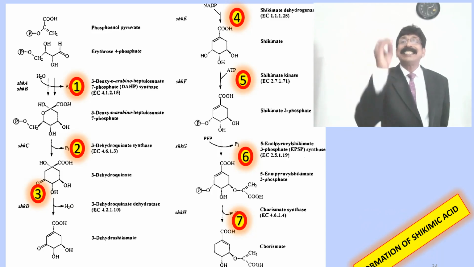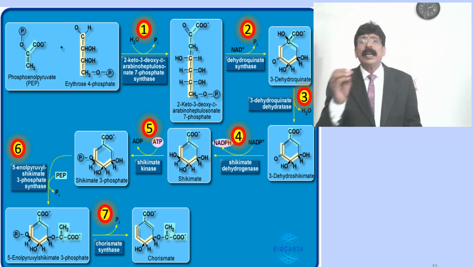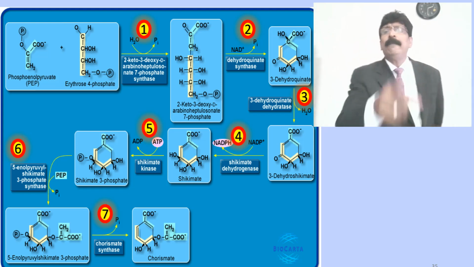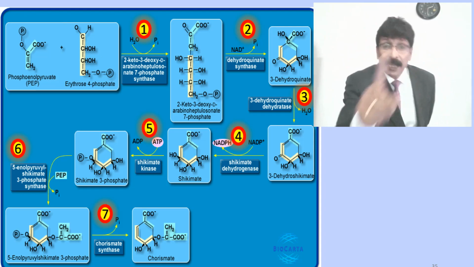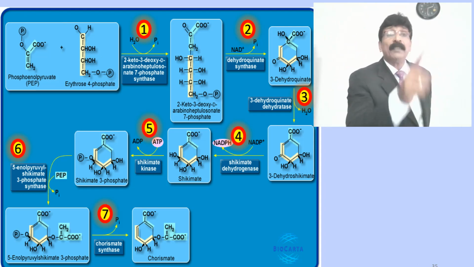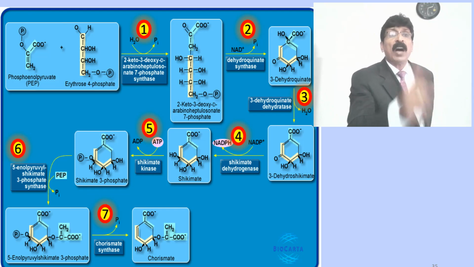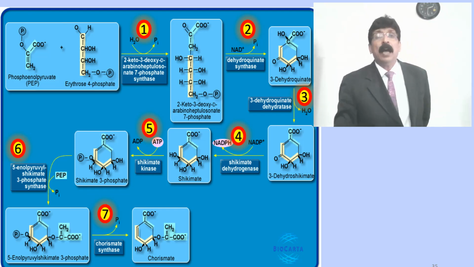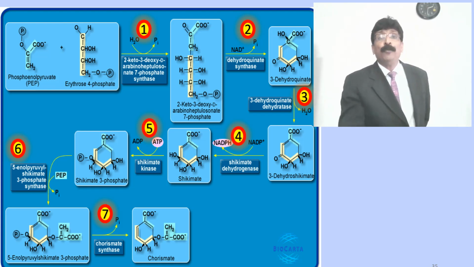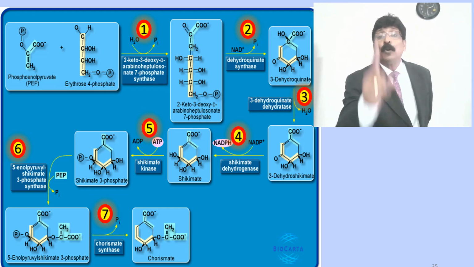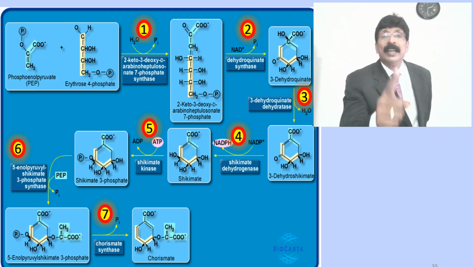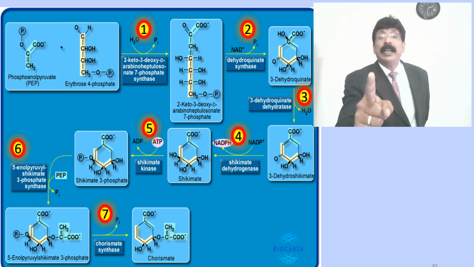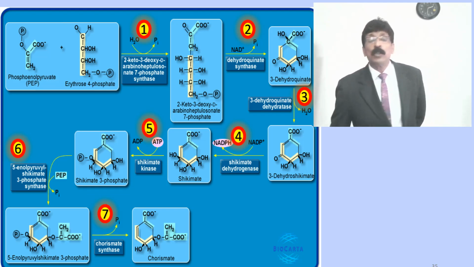This is the shikimic acid pathway, very clearly in short form. Again I am repeating this summary once again. Students, clearly watch this slide. It is clearer than the previous slide. So the products you are starting with are two of them: phosphoenol pyruvate from glycolysis and erythrose 4-phosphate from the pentose phosphate pathway. Both compounds are combined to give the 7-carbon 2-keto-3-deoxy-D-arabino-heptulosonate 7-phosphate by means of the enzyme 2-keto-3-deoxy-D-arabino-heptulosonate 7-phosphate synthetase.